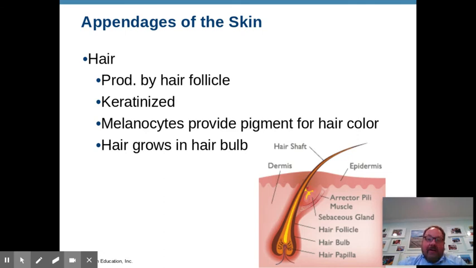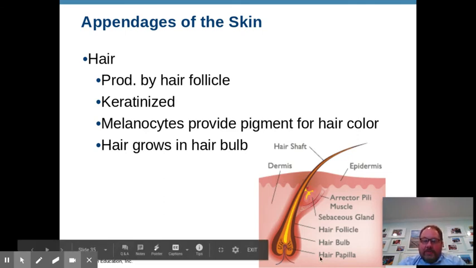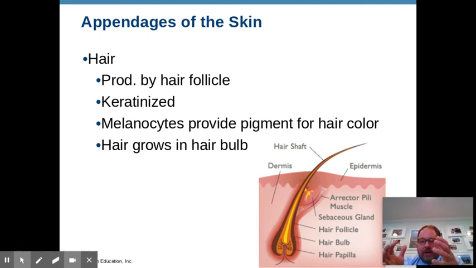We find hair. Hair will be produced down in this bulb by the hair follicle. It's a connective tissue that sort of surrounds the growing hair, and then it has an epithelial tissue that produces the keratinized cells. Now, hair is keratinized, so the keratin in your hair is similar to the keratin that's in your skin. And of course, there are melanocytes that can provide pigment. So our hair is pigmented because of melanocytes. So you can see how hair is related to your skin.